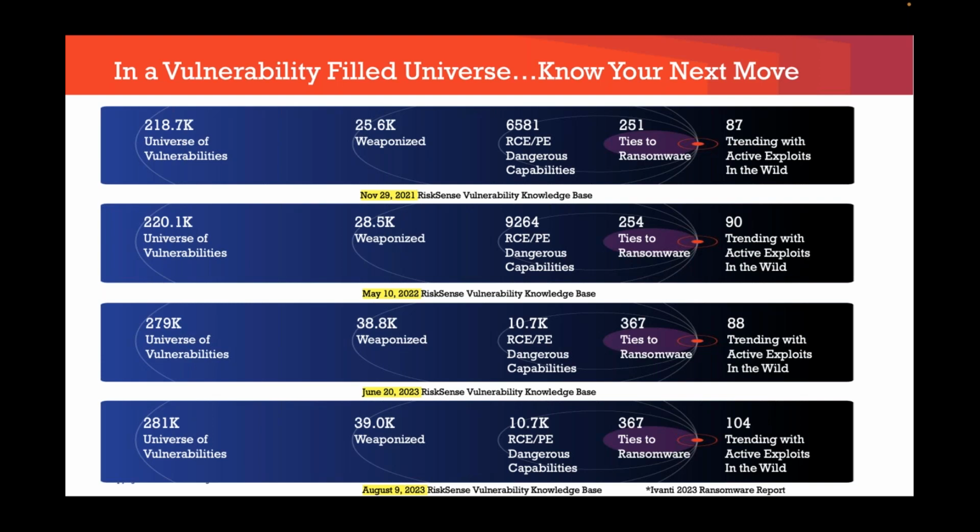Just take a look at June 20th to August 9th, right? Let's call it less than 45 days. We went from 279,000 vulnerabilities in the universe to this morning, there was 281,000. So how we look at it from a risk-based perspective is what is weaponized. So we've got 39,000 that are weaponized. What have remote code execution or privilege escalation?